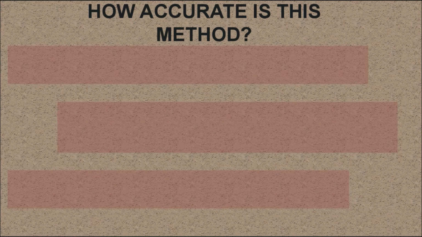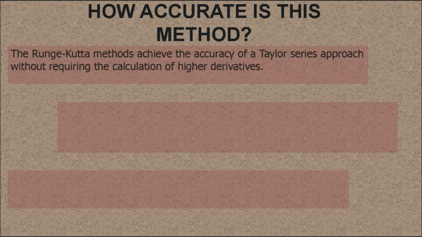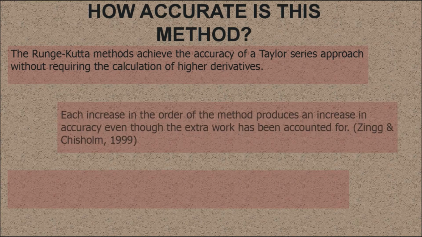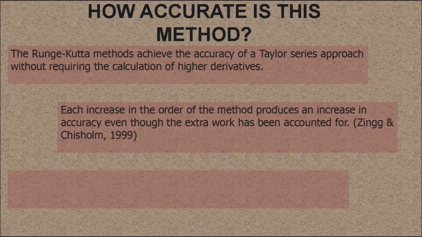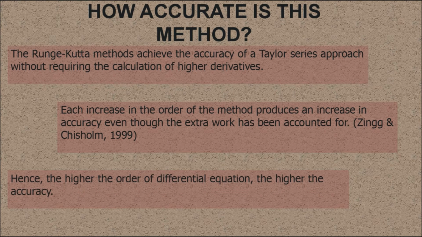Therefore, how accurate is this method? The Runge Kutta methods achieve the accuracy of a Taylor series approach without requiring the calculation of higher derivatives. Zingg and Chisholm said that each increase in the order of the method produces an increase in accuracy even though the extra work has been accounted for. Hence, a higher order such as 5th and 6th order methods can be more efficient than the 4th order method if a sufficiently accurate spatial discretization is used.